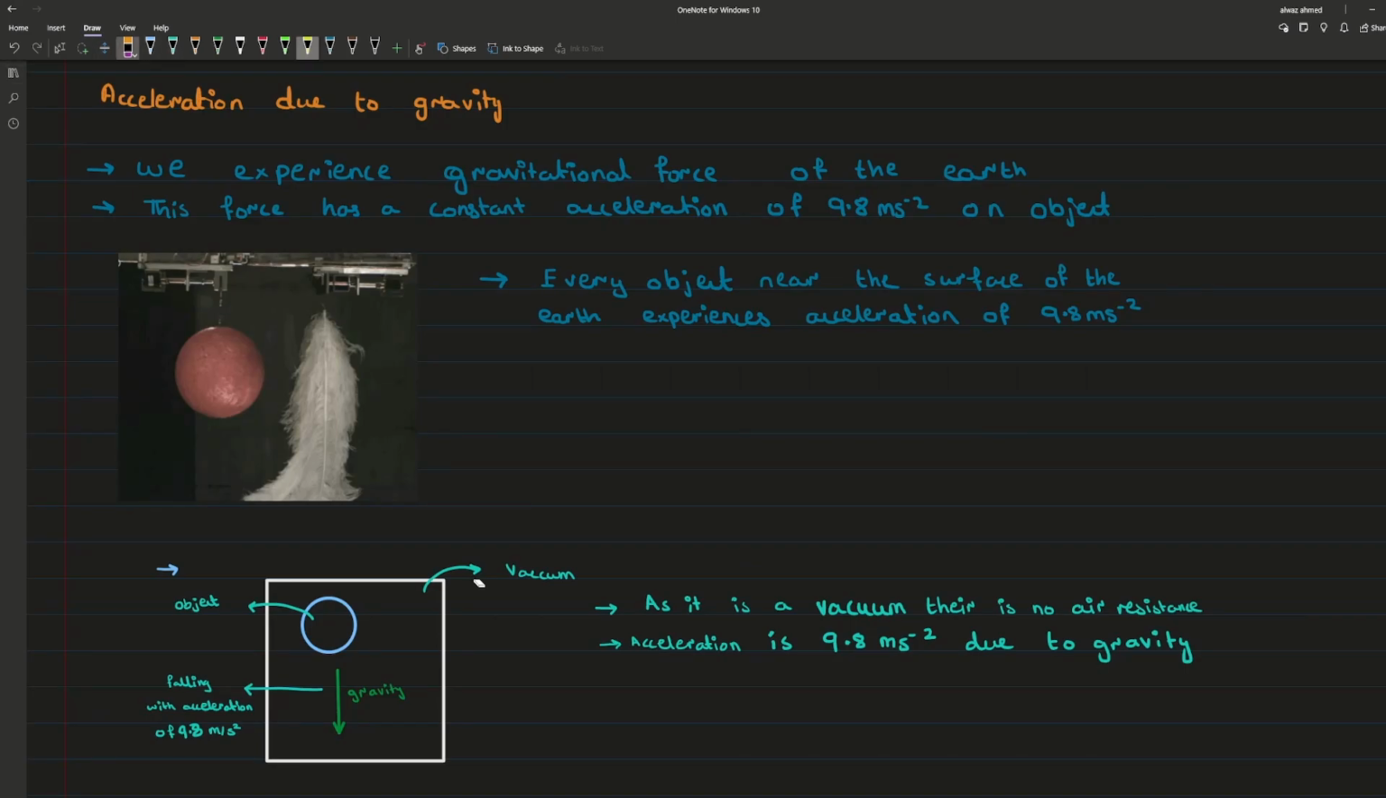Okay, so this is the last part of this chapter, and now we're going to talk about acceleration due to gravity. Before we talk about acceleration due to gravity, let's understand gravity. So this is Earth, and this is the surface of the Earth. We know that everything on the surface of the Earth experiences a force towards the center of the Earth.